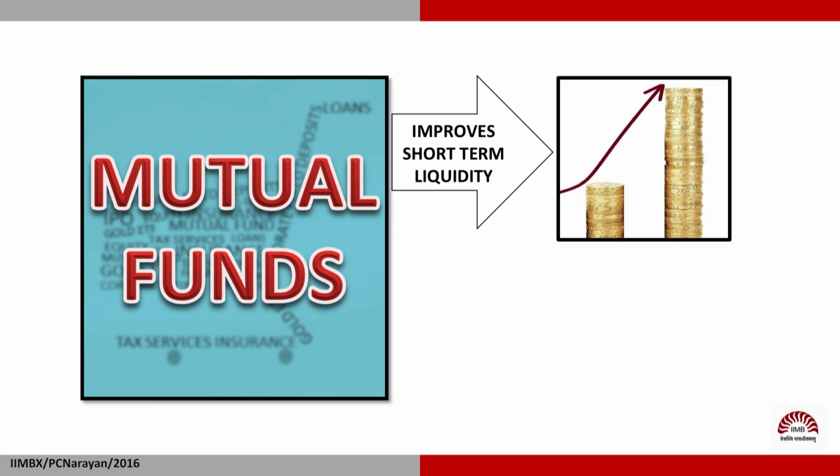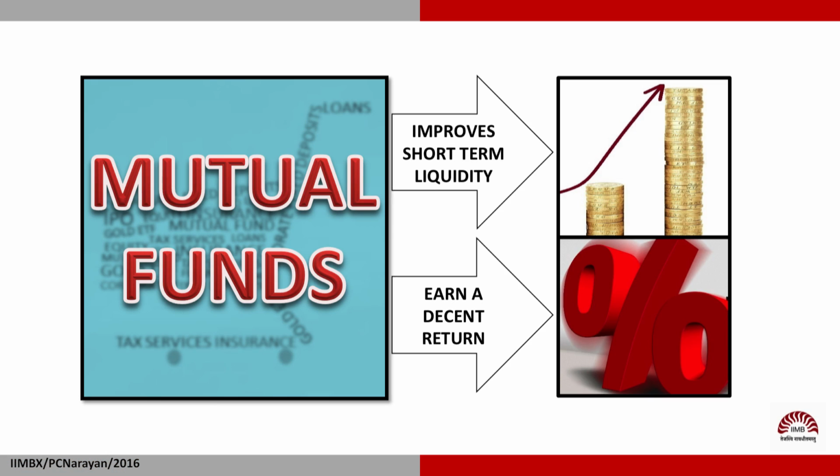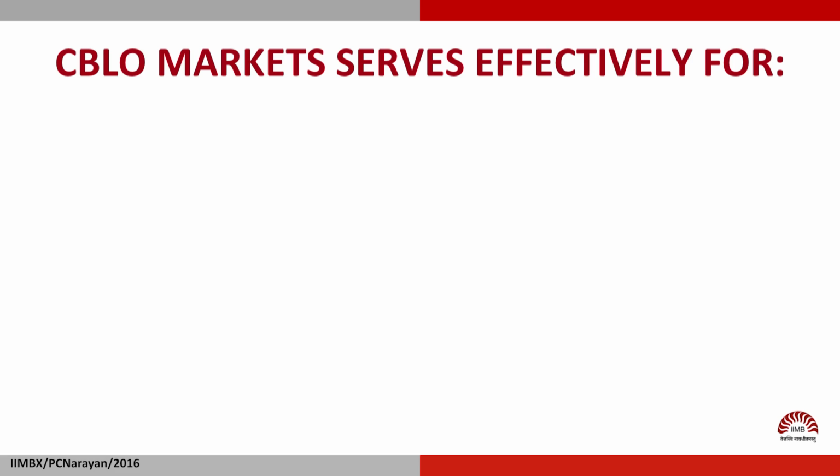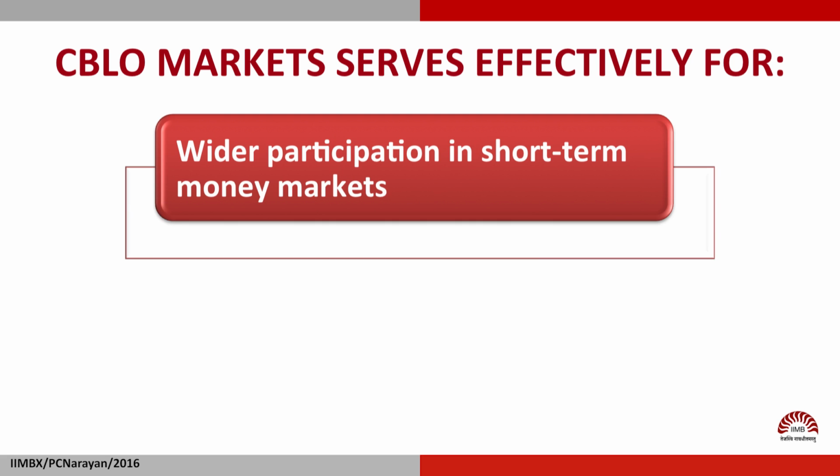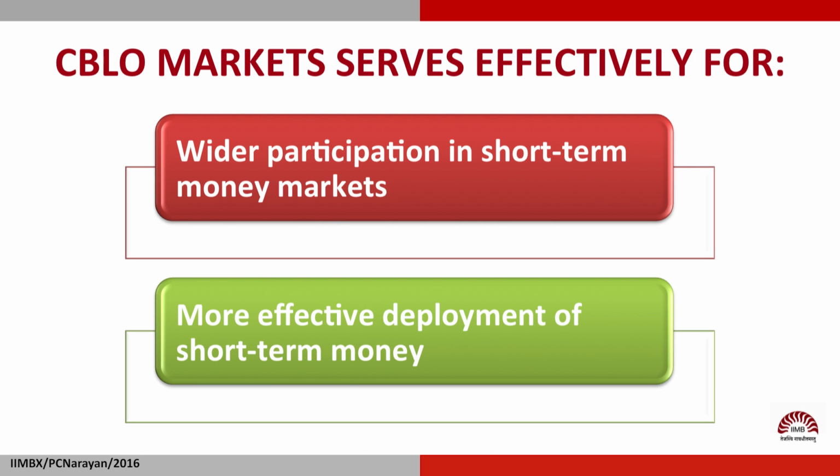Allowing entities such as mutual funds to deploy their surplus funds in the CBLO market is beneficial all around because it improves the short-term liquidity in the financial system, it enables mutual funds to earn a decent return on their short-term cash holdings until they identify investment opportunities in long-term markets such as equity shares and bonds. In summary, the CBLO market serves as a very effective platform for wider participation in the short-term money market and a more effective deployment of short-term money without in any way jeopardizing the stability of the short-term money market.